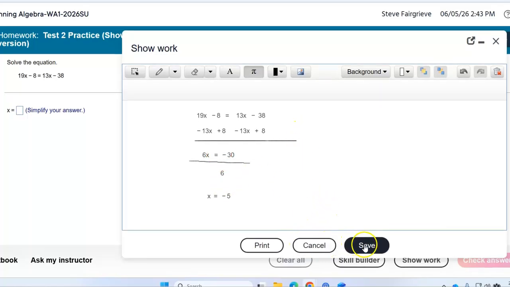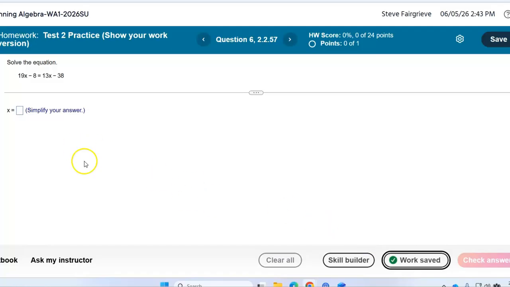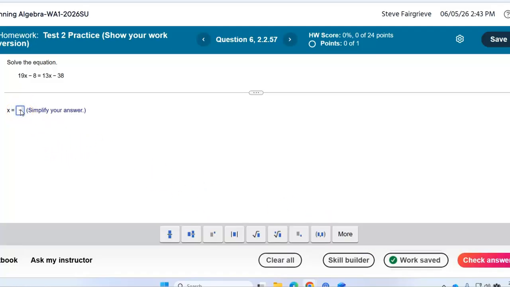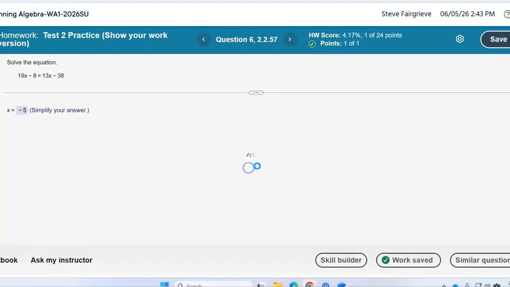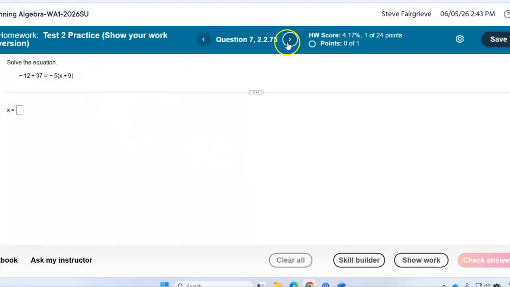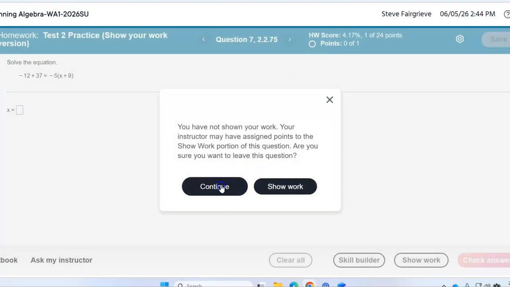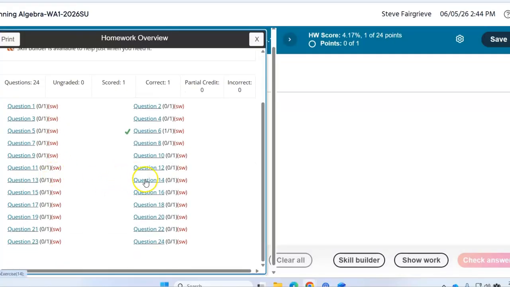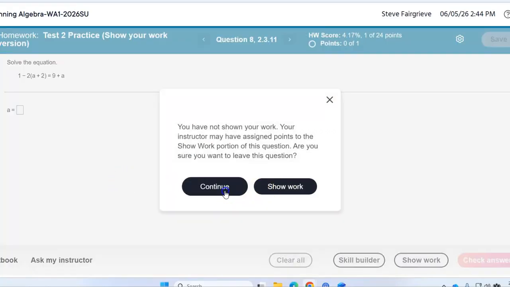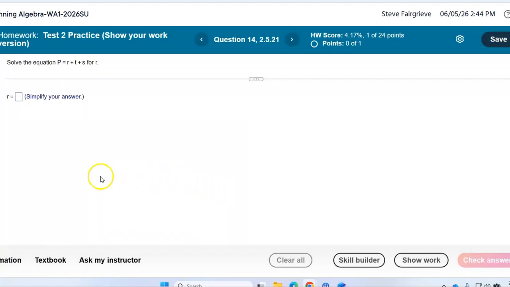And I can just click save. And now I know x is negative 5. So I put that in again. This is the practice test, so of course it will tell you immediately if it's right or not. And then we can move on to our next question. So let's continue on here. I'm just going to pop up the homework list here and go to a problem a little further along.